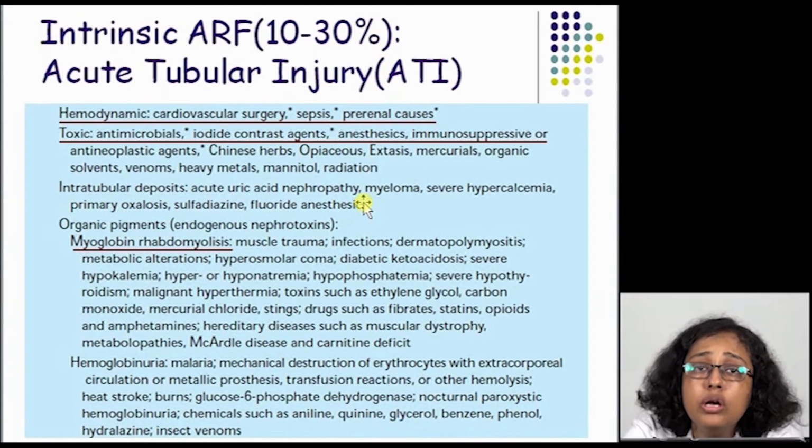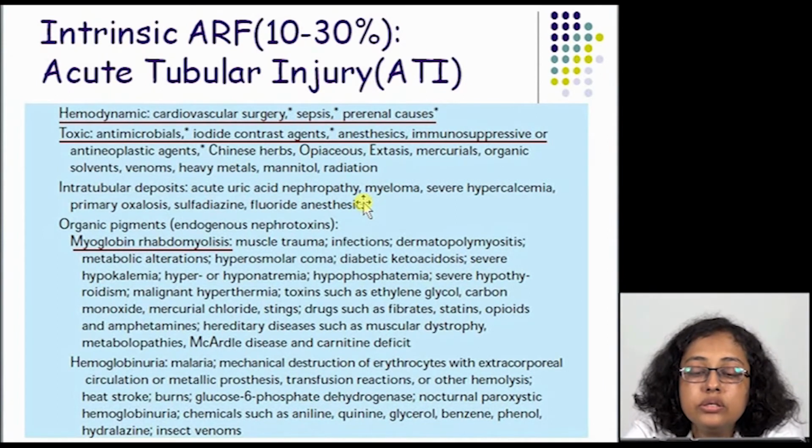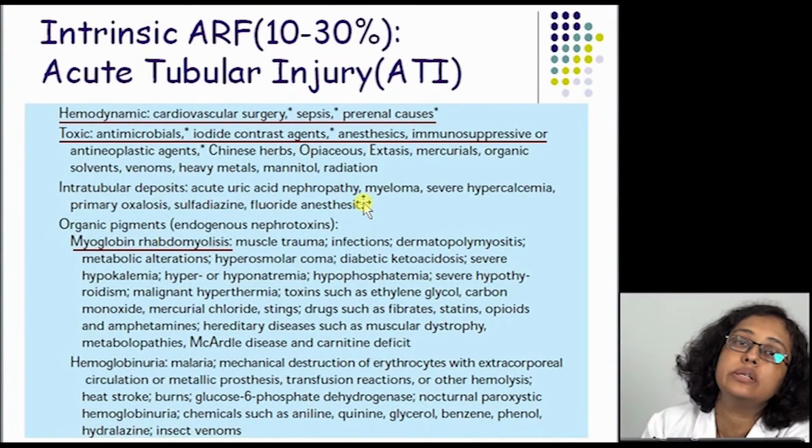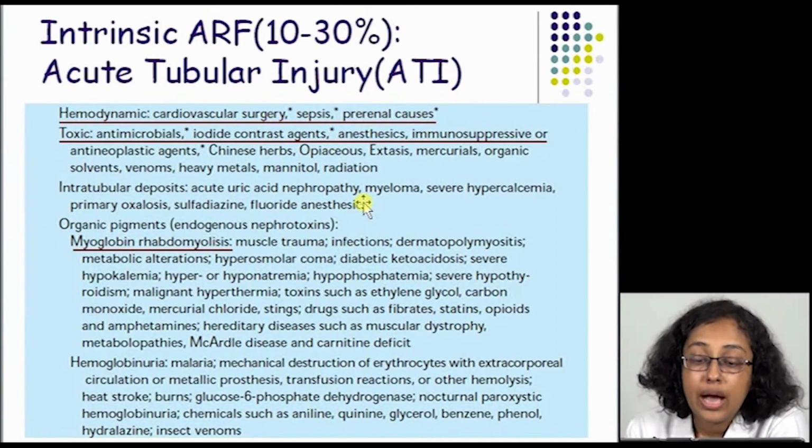calcium levels, very high oxalate levels seen in primary oxalosis. All these things can get deposited in the kidney tubules and lead to tubular injury. Certain situations like rhabdomyolysis, when you have crush injuries leading to release of myoglobin from the skeletal muscles, the myoglobin gets deposited in the renal tubules and this can lead to tubular injuries. Hyperthermia, toxins like ethylene glycol, carbon monoxide, hemoglobinuria.